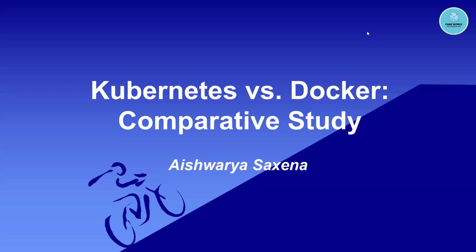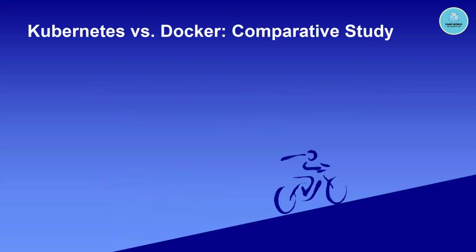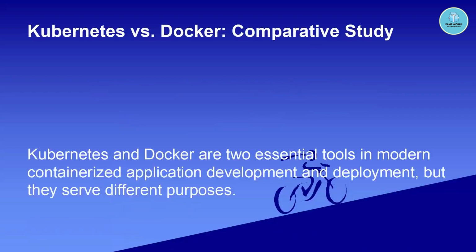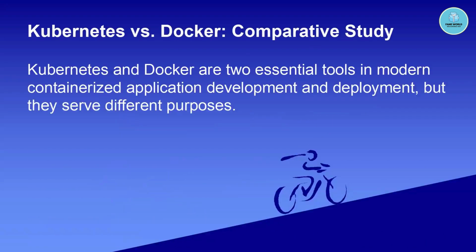Let's talk about a comparative study on Kubernetes and Docker. So let's compare Kubernetes and Docker. First of all, Kubernetes and Docker are two essential tools in modern containerized application development and deployment, but they serve different purposes. They are actually two different technologies for the same purpose, you can say.